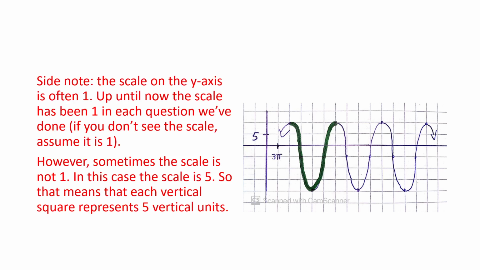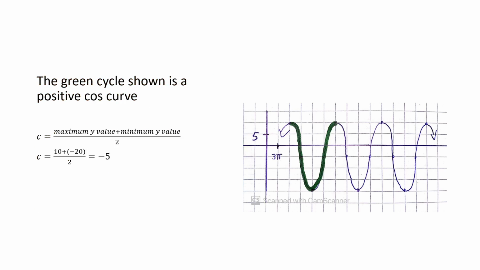And we also want to know what our amplitude is. And here's a little side note. Up until now, in the first two questions we had, the scale on the y-axis was always 1. But now we see the scale on the y-axis is 5. So each one of those vertical squares represents 5 vertical units. So we can see that our axis of symmetry will be at the maximum y value plus the minimum y value all over 2, which is -5. And our amplitude will be the maximum y value minus the minimum y value all over 2, which would make it 15.